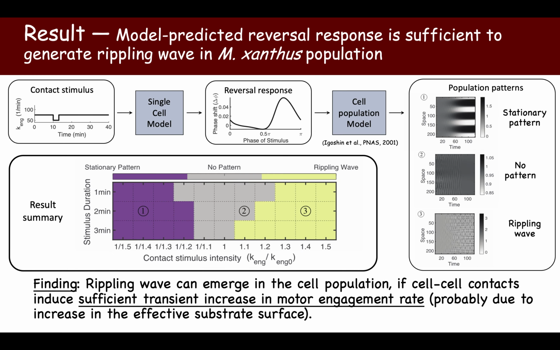Then next step, we plugged our predicted reversal response into a previously published population model to see whether the cell population can form the rippling wave. We find the rippling wave can emerge if cell-cell contact induces sufficient transient increase in motor engagement rate.